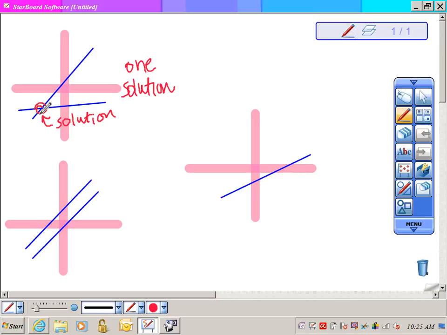Okay? What were these lines here? Parallel lines. If a solution is where they cross, how many solutions do parallel lines have in common? 0 solutions, right? So this one's going to be no solution.